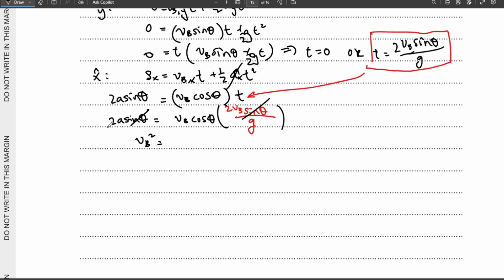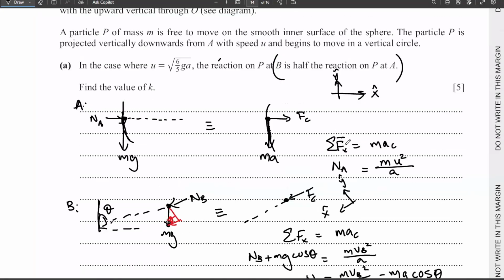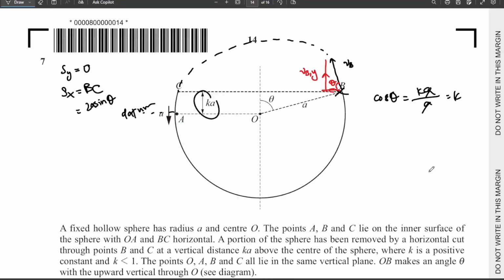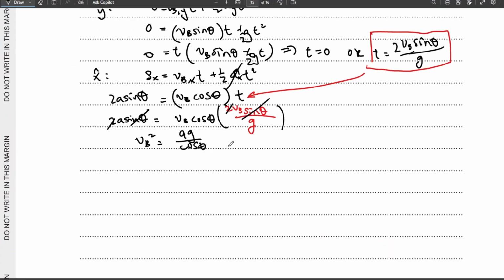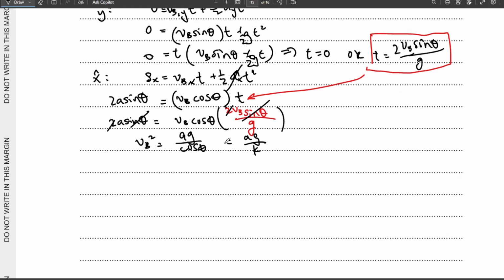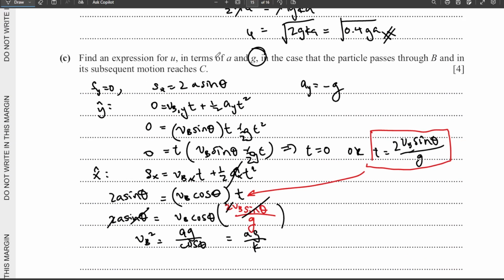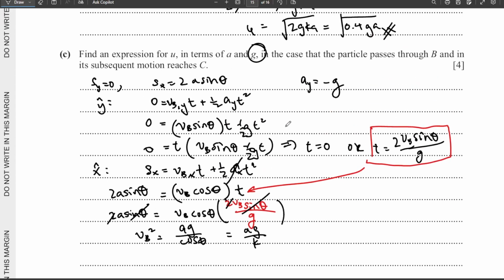I can isolate this Vb squared. And because cosine theta we have already proven just now, right? We have cosine theta, we've proven it to be k. So we can just write ag divided by k. That's our Vb squared. Okay, so far that's it. We have a Vb squared, but we want to find u, right? So we're going to go backwards some more.